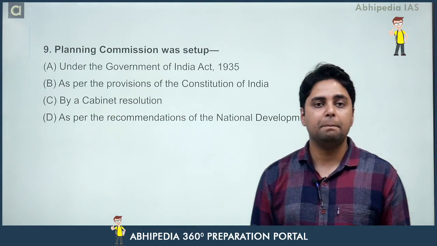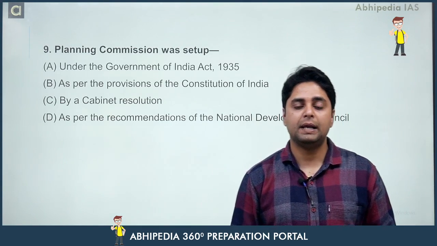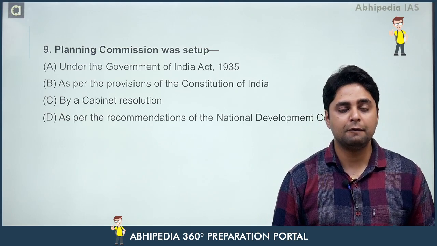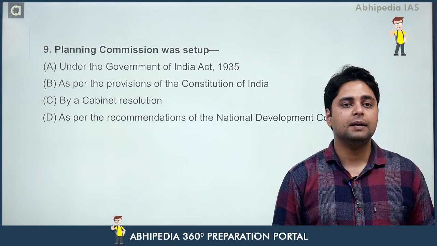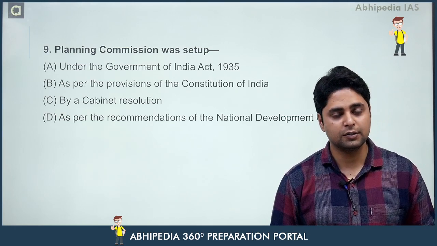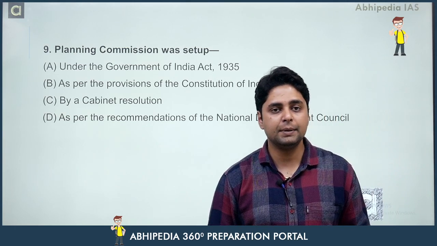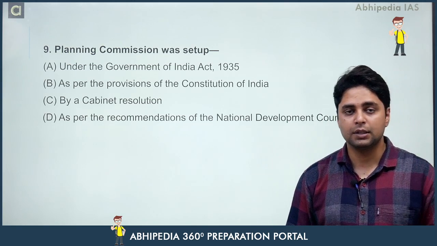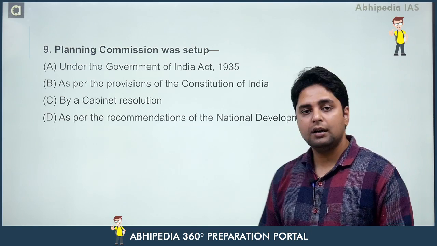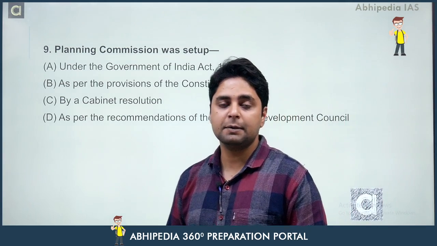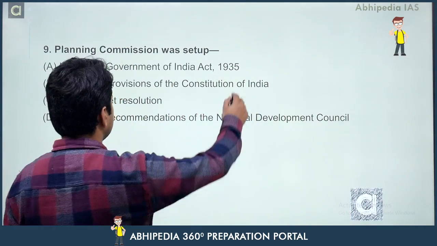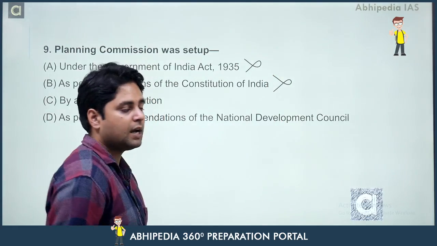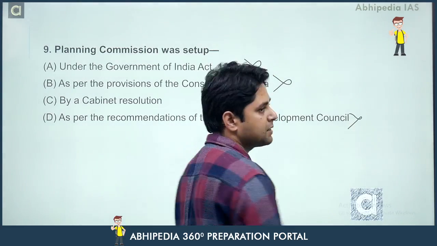Question number 9, planning commission was set up. Planning commission इनमें से किस तरीके से सेटअप की गई थी? A, under the Government of India Act 1935, B, as per the provisions of the Constitution of India, C, by a cabinet resolution, or D, as per the recommendations of National Development Council. प्लानिंग कमीशन एक बहुत ही अनकन्वेंशनल तरीके से सेटअप की गई थी, ना तो ये किसी एक्ट के अंडर एस्टैब्लिश हुई थी, ना ही ये कॉन्स्टिट्यूशनल बॉडी है, और ना ही इसे एनडीसी की रिकमेंडेशन पर सेटअप किया गया था.